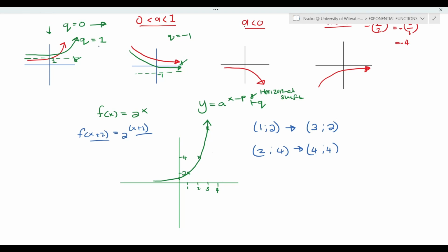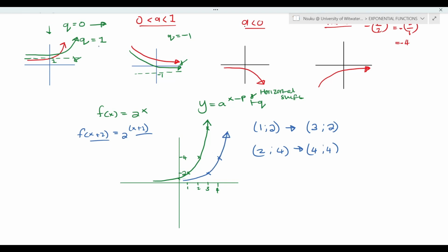Now we know that when x was 1, y was 2. So we're going to keep the y value constant, which is 2, and just add 2 to the x. So our coordinate now is 3 and 2. And when x is 4, our y value is 4 as well. So our graph will basically look something like this, and then it's going to continue going up.